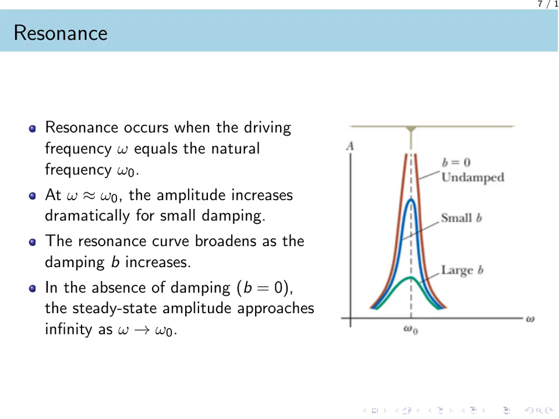frequency of the system. When these frequencies match, the amplitude of the oscillations increases dramatically, especially if the damping is small. On the graph shown here, we see different resonance curves. For an undamped system where the damping coefficient is 0, the steady-state amplitude would theoretically approach infinity as the driving frequency nears the natural frequency.